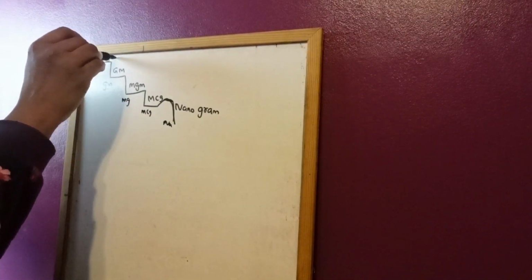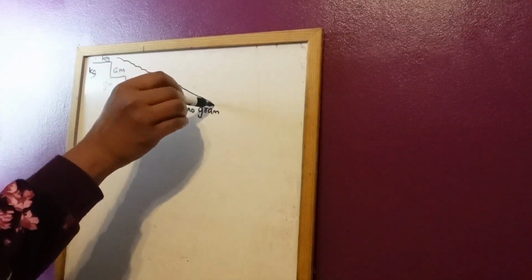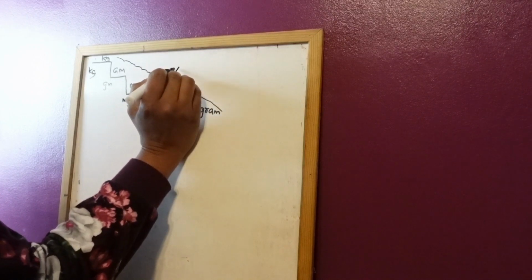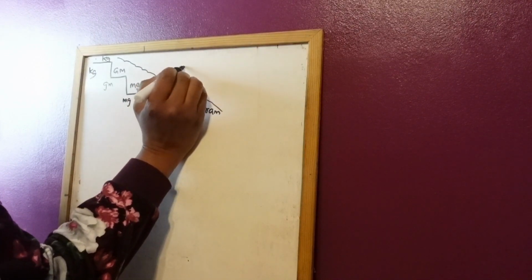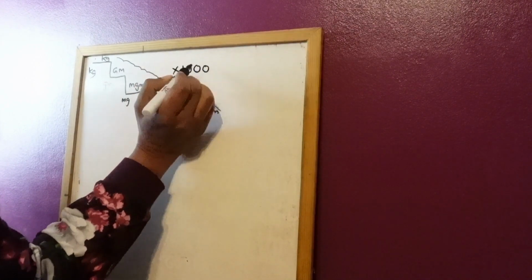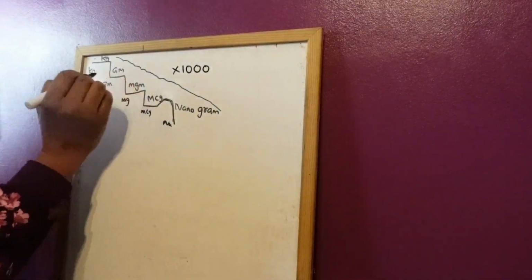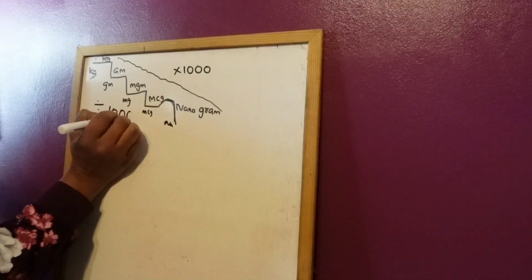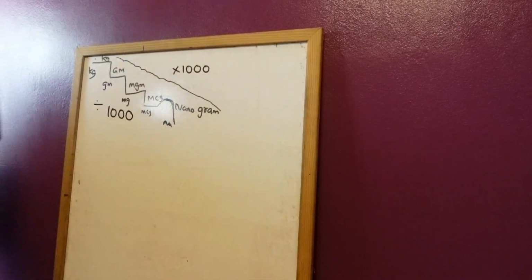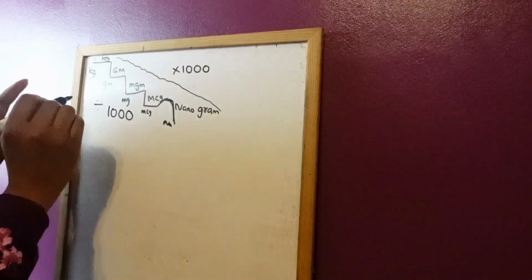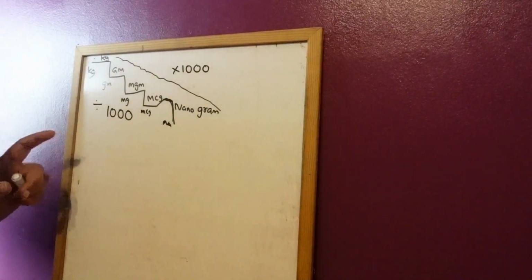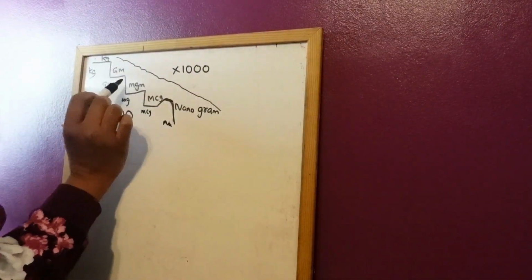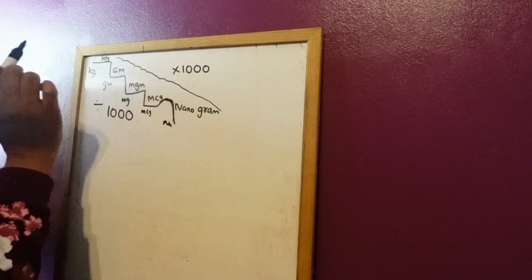So if you are going down like that, always multiply. If you are going up, always divide. Just remember that. This is the second way.